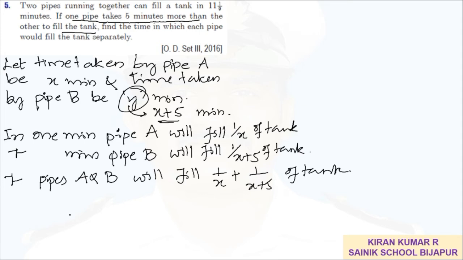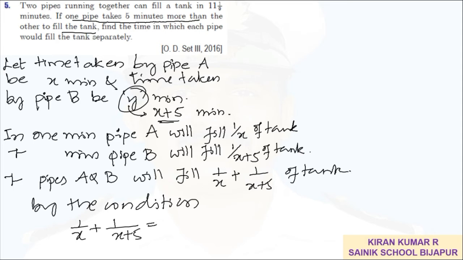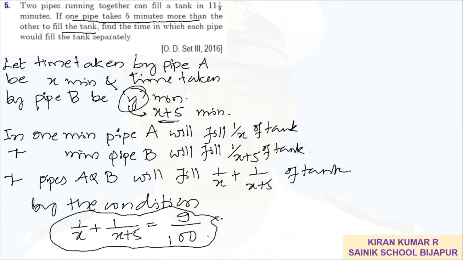According to the question, they fill in 11 1/9 minutes. So according to the condition, 1/x + 1/(x + 5) will be equal to the reciprocal, which should be considered here. What is 11 1/9? 11 1/9 is 100/9. In 1 minute it would fill 9/100 of the tank. So I have to consider here 9/100. Hope you have understood this. This is the main key point for solving this question.